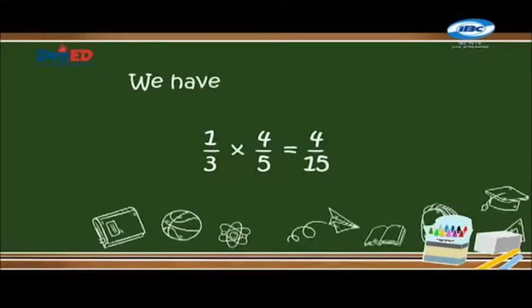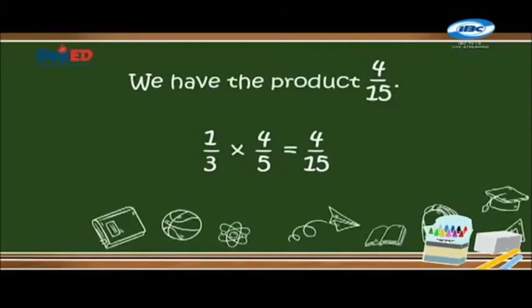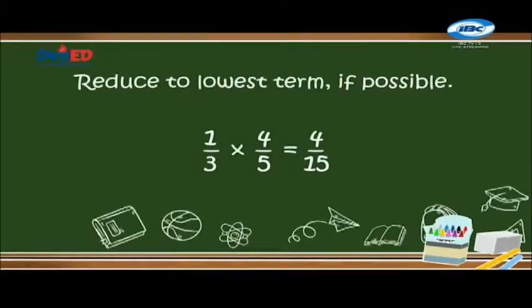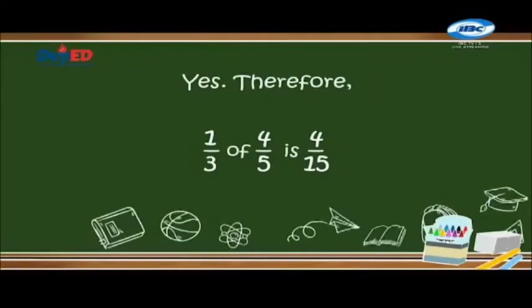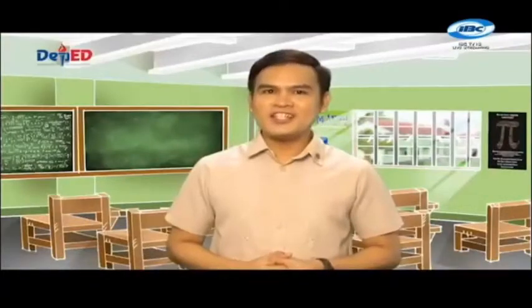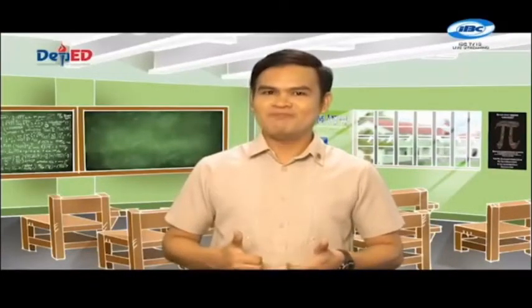We have the product 4/15. Reduce the lowest term if possible. Is 4/15 already a lowest term? Yes. Therefore, 1/3 of 4/5 is 4/15. Did you get the correct answer? Good job! Math Tanong number 2.